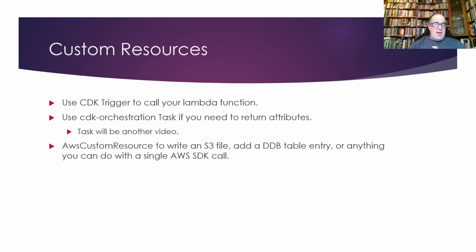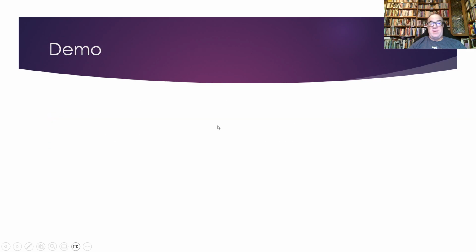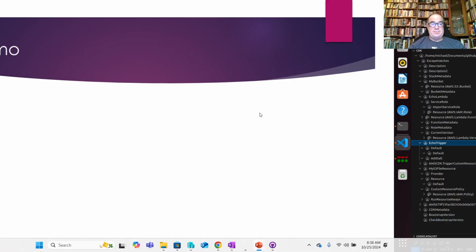And then the other possibility is to use an AWS custom resource to write your custom resources, like writing an S3 file or adding a DDB table or anything that you can do with a single AWS SDK call. AWS custom resource is really great for that. So those are just two really easy ways to write custom resources, and we'll be going over that as well. And oh, look, it's demo time.